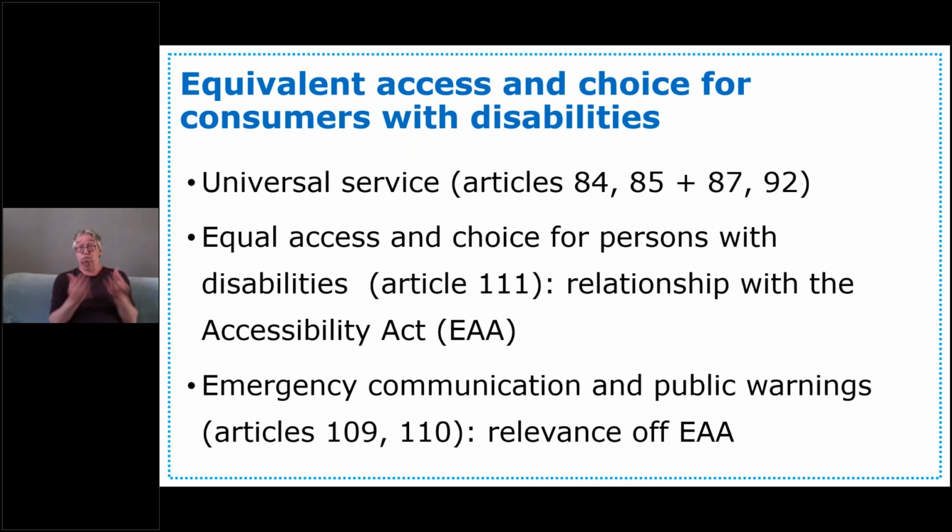So for universal services, we will explain what they are, what the code obliges for these, and also what we want to ensure. And then we will cover equal access and choice for persons with disabilities and its relationship with the Accessibility Act, how this comes into play. And again, we will see how the code defines it and what we can achieve further and how to achieve this.